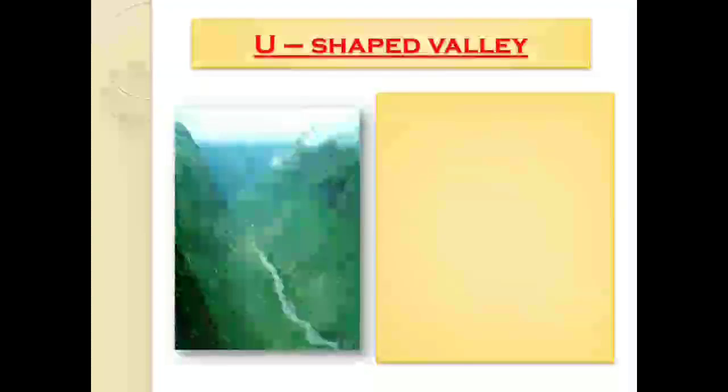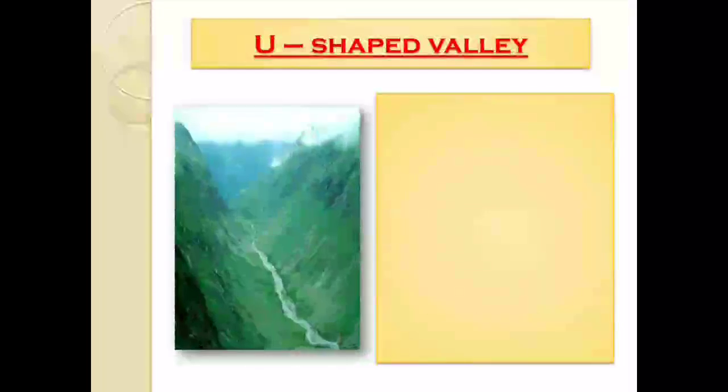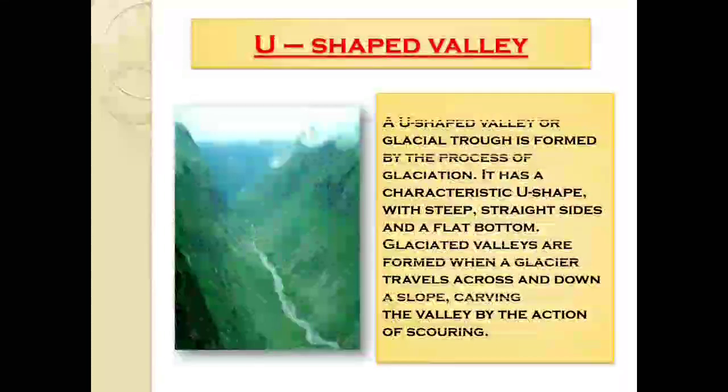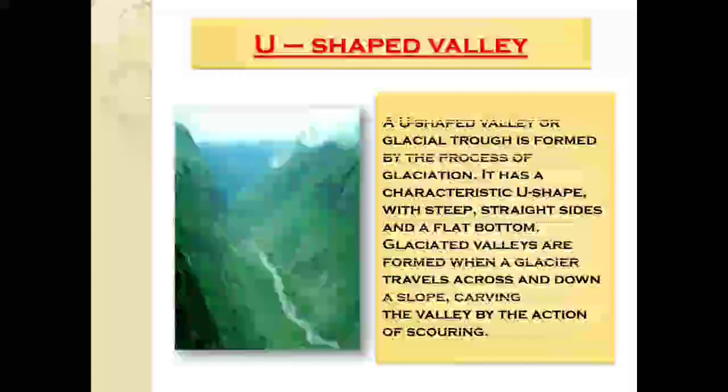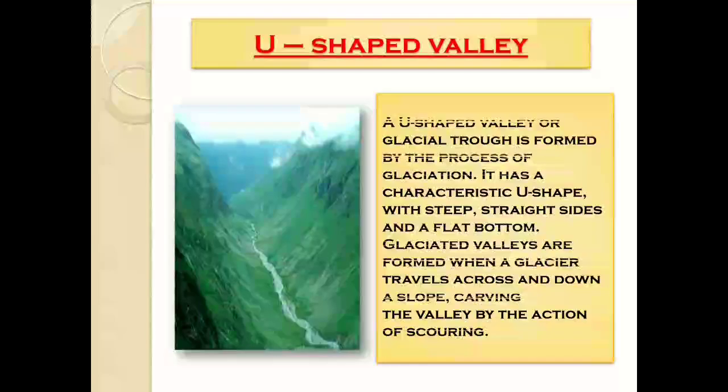Here you can see a U-shaped valley. This is a picture of a U-shaped valley. A U-shaped valley or glacial trough is formed by the process of glaciation. It has a characteristic U shape with steep, straight sides and a flat bottom. Glaciated valleys are formed when a glacier travels across and down a slope, carving the valley by the action of scouring.